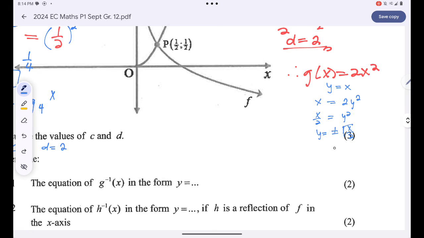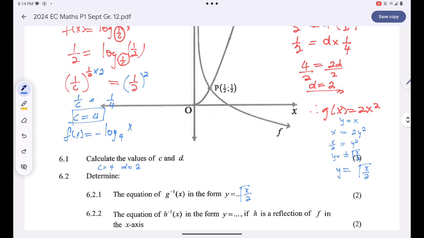But since, guys, the domain of our original graph was restricted, that means the range of the inverse is supposed to be restricted as well, so that it will be a function. So y is just equal to the positive square root of x all over 2. Y is just the square root of x over 2.